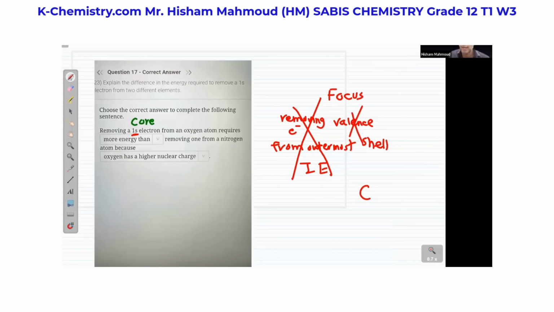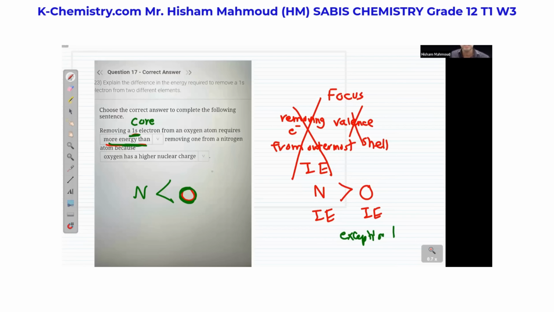So the oxygen actually is less than nitrogen in the ionization energy. While in the core, removing one s electron from the oxygen requires more energy. So let me write it in green. This means that it is actually more, not less than nitrogen. Did you see the difference? Here, this one is less because this is an exception to the trend.